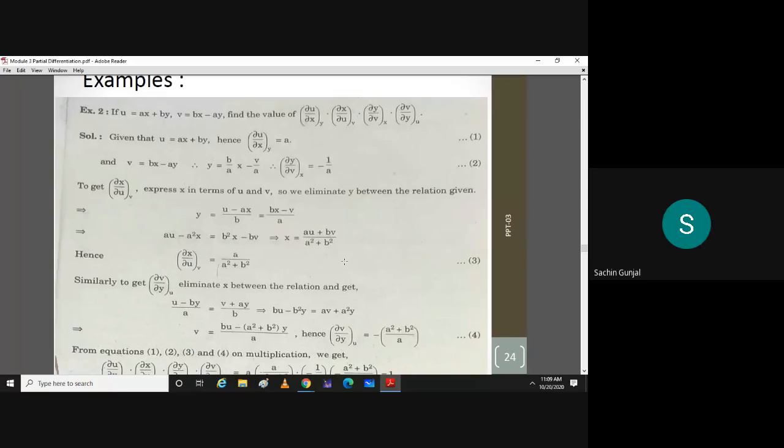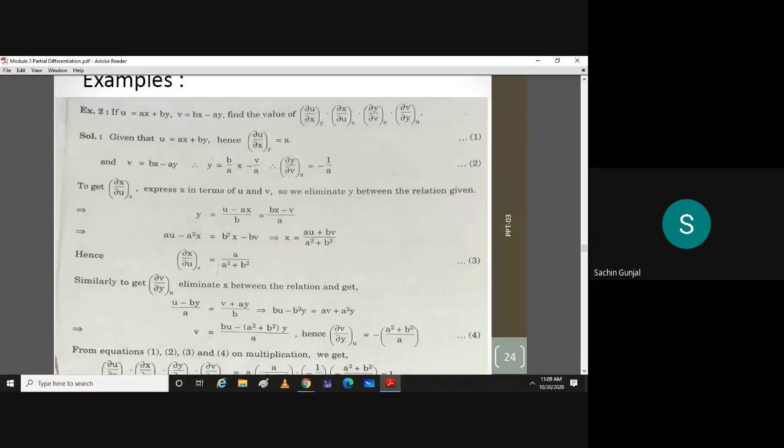Yes. So the third partial derivative is ∂y/∂v with x constant. That means we need to have a relation between y, v and x. Do we have y, v and x? Yes, sir. Which one is that? The second equation. Good. The second equation is the relation between y, v and x.